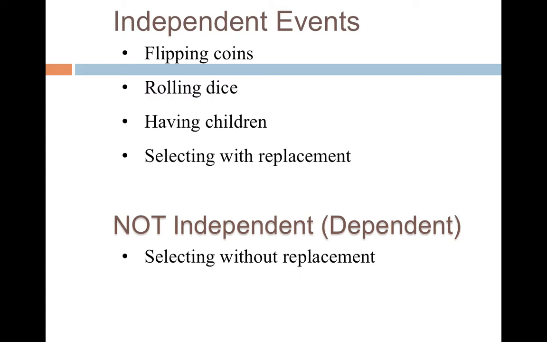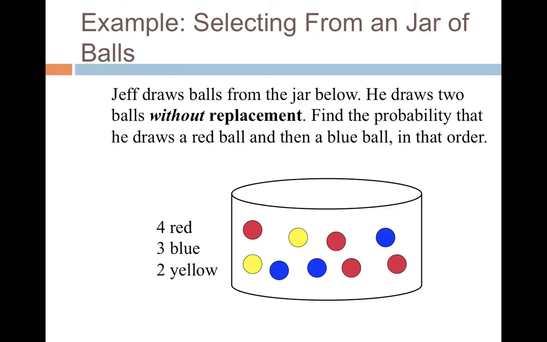However, things that are dependent do affect each other. So back to my jar, if I pull out a red ball and do not put it back, so without replacement, then I have changed what my jar looks like. So those are dependent. And that's going to affect the numeric values that I'm going to use when working the problems. Let's take a look at an example.